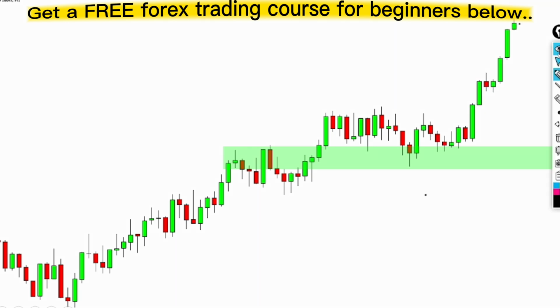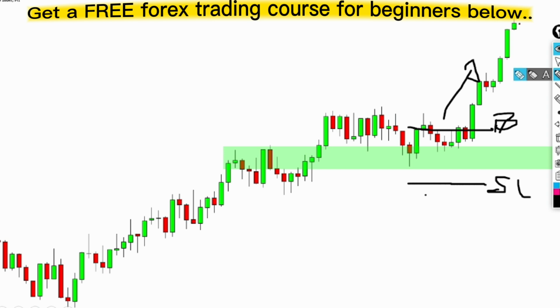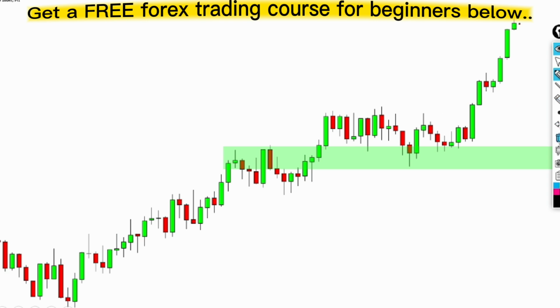Let's say you buy here, the market would go up, so you would buy here and you would place your stop loss below this zone and your take profit above, maybe 1 to 2, 1 to 3, whatever you want to do on your risk to reward ratio. And then in this case, the market moves all the way up and made a winning trade.